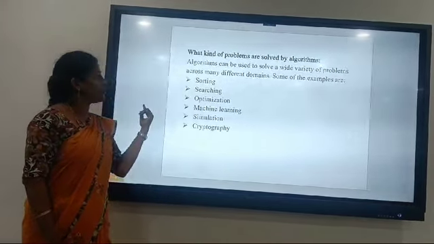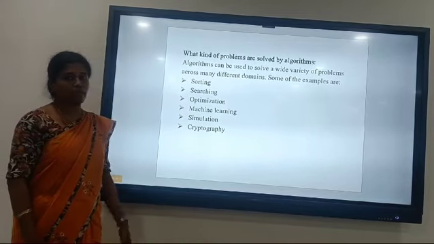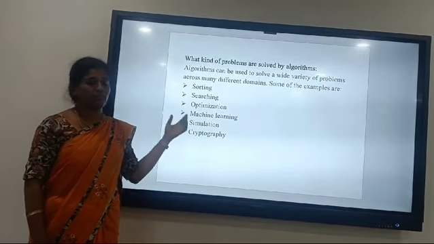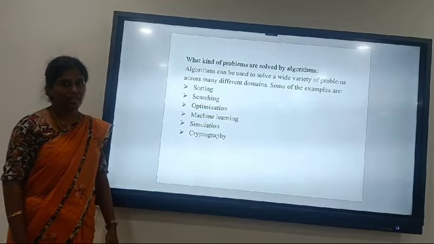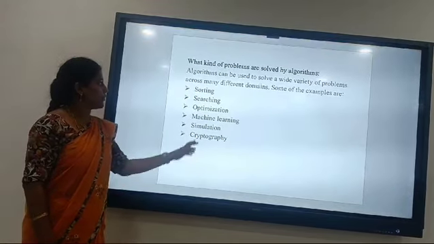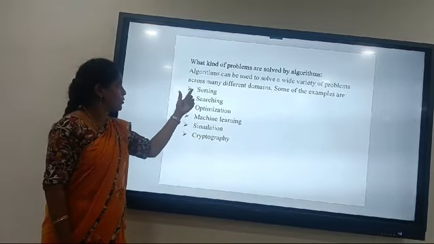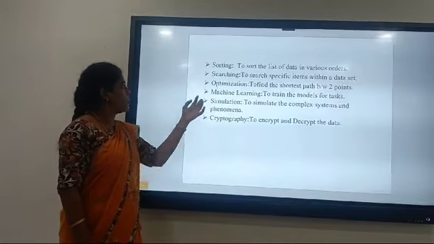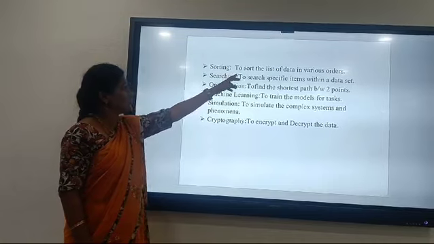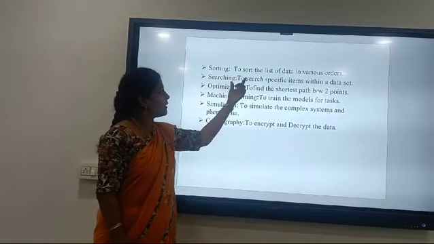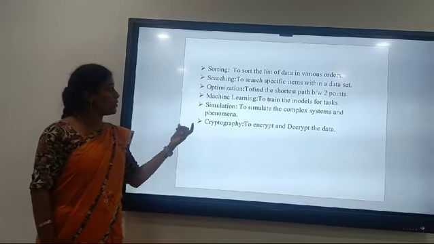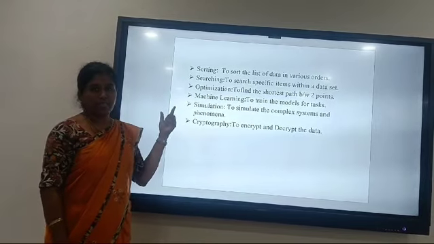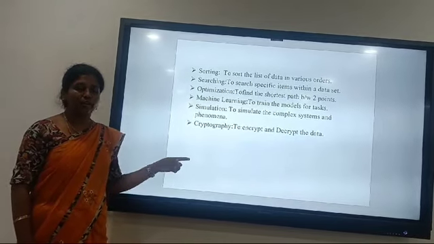What kind of problems are solved by algorithms? Algorithms can be used to solve a wide variety of problems across many different domains. Some of the examples are sorting, searching, optimization, machine learning, simulation, and cryptography. What is sorting? Algorithms use sorting to arrange a list of data in various orders, either in ascending order, descending order, or alphabetical order.